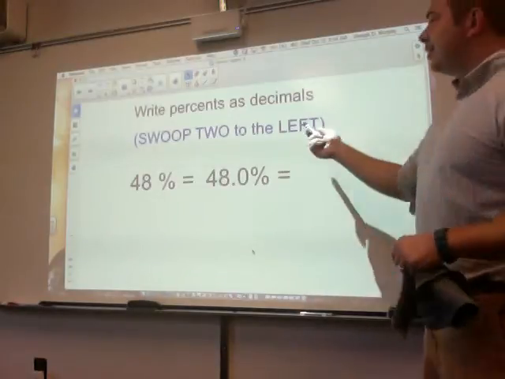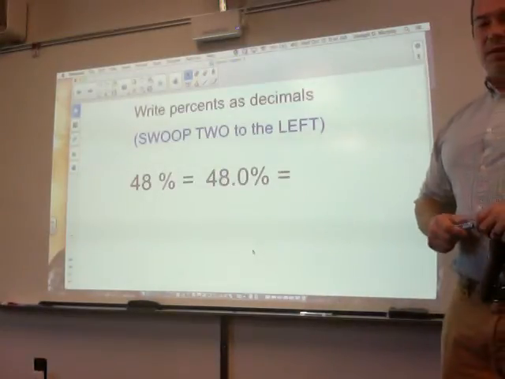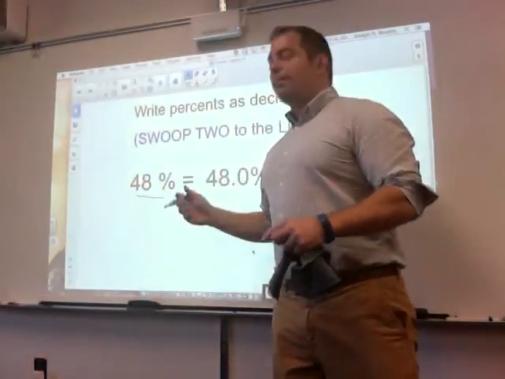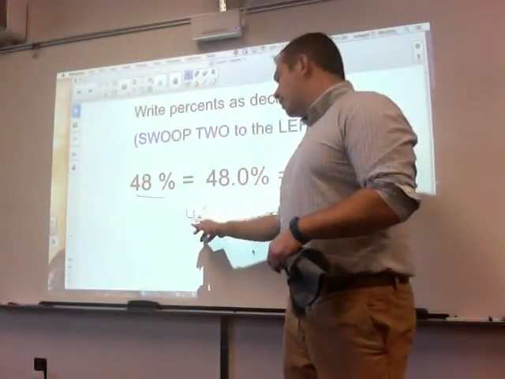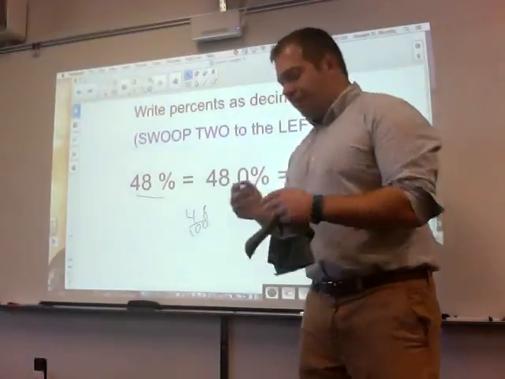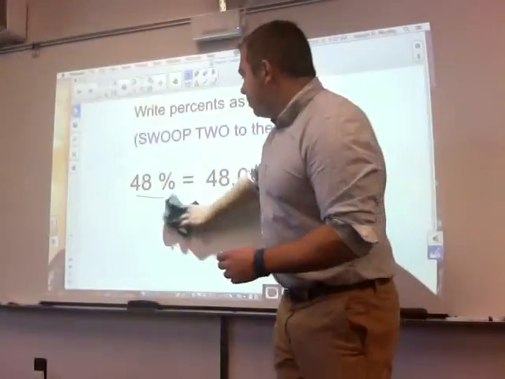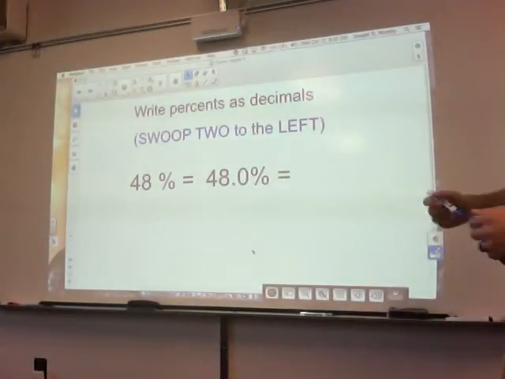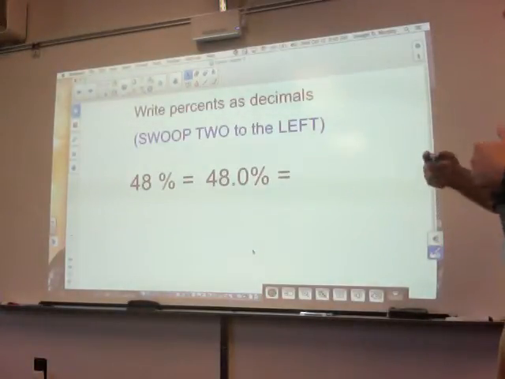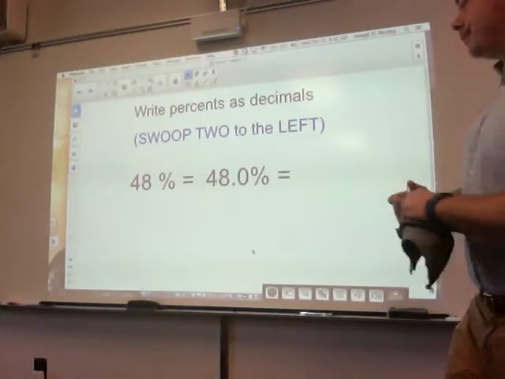All right, write percents as decimals. So we're starting off with a percent, which if you remember from last time is always out of 100 as a fraction. So 48% is 48 over 100. Just a quick review from yesterday. All right, but to turn 48% into a decimal, we swoop 2 to the left, okay?